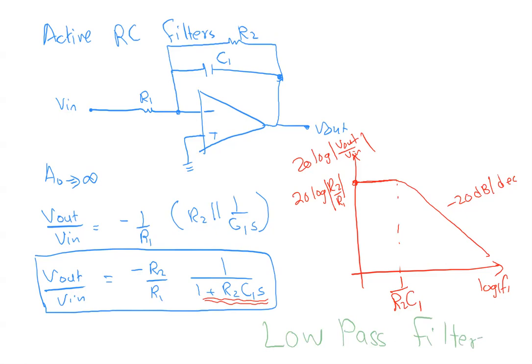You can also set the ratio of R2 over R1 to 1 if you don't want any amplification in your signal, and you can as well set it to higher than 1 if you want to amplify your signal in the pass band. Now let's see what other filter we can have. Okay, let me show you this one.